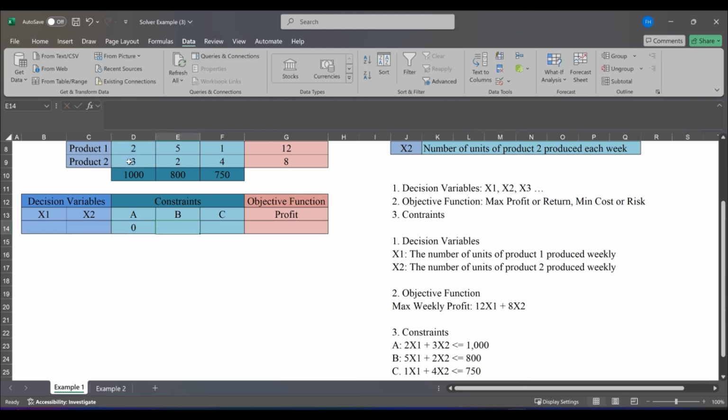I'm going to do the same thing for B. So for B, the left-hand side is 5x1 plus 2x2. So this is equal to 5 times x1 plus 2 times x2. Finally, for C, I have 1 times x1 plus 4 times x2.